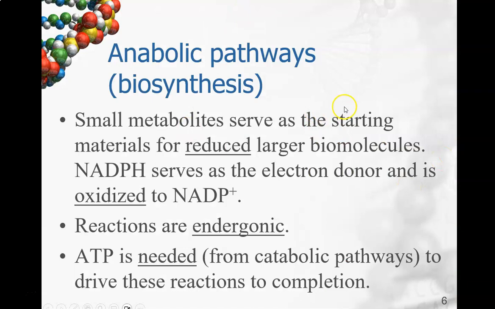Anabolic pathways are biosynthetic pathways. We start with the small metabolites that are the building blocks that our food is broken down into. Those are the starting materials, and they're oxidized. So when we use those to make larger biomolecules, the larger biomolecules are reduced. That means we need a source of protons and electrons. Here the coenzyme involved is NADPH, which serves as the proton and electron donor, and in the process, it becomes oxidized to NADP+.